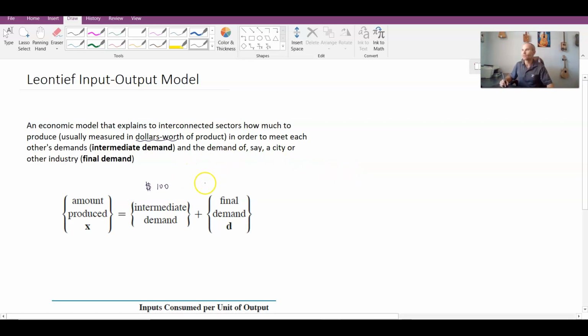And maybe they need to produce $1,000 worth of product in order to meet maybe the demand of a grocery store nearby. And so in total, they would need to produce $1,100 worth of their product in order to meet the production requirements for the other sectors within that industry, as well as the needs of the grocery store. So let's go ahead and take a look at how we can construct this model.